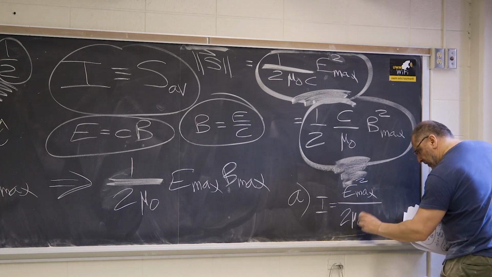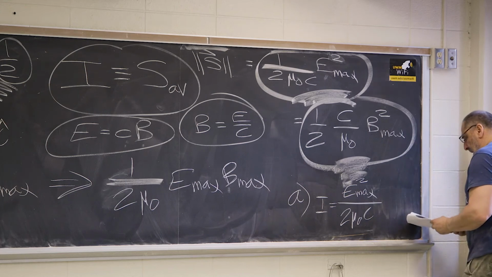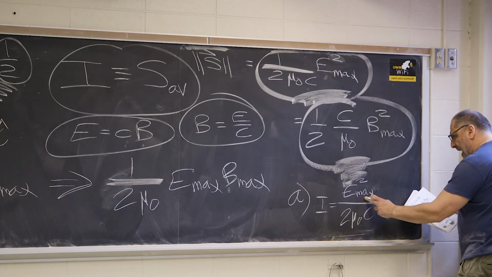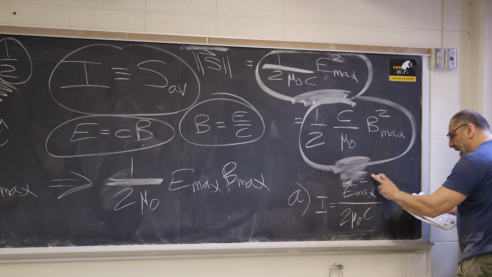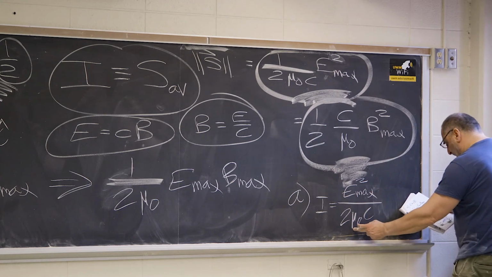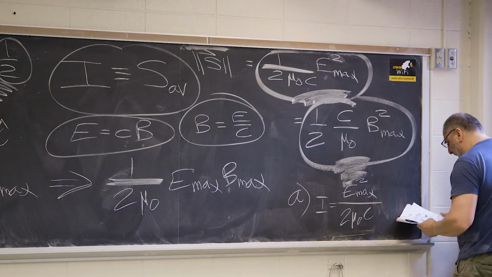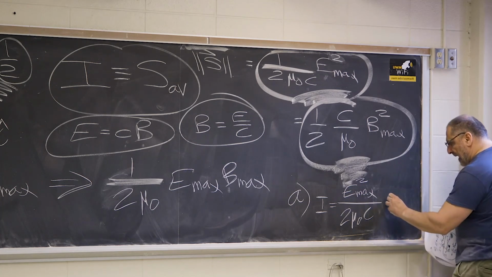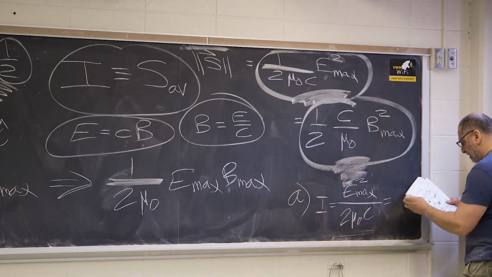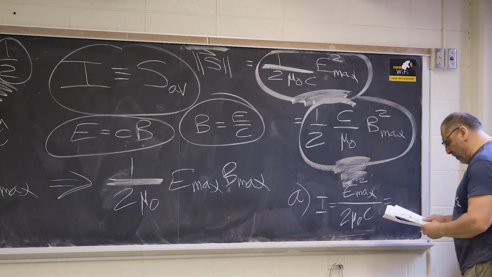2 mu 0 C. They told you that was 2.5. Square it, you get 6.25. 2 is 2. Mu 0 is 4 pi times 10 to the negative 7. C is 3 times 10 to the 8. If you actually knock that out, we're getting, I'm going to run out of room.